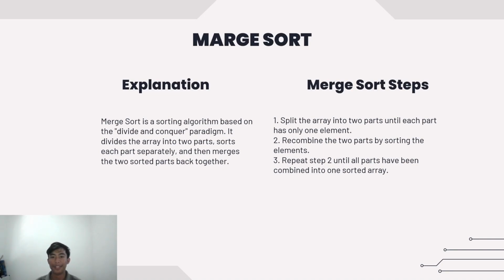Merge sort steps. First, split the array into two parts until each part has only one element. Second, recombine the two parts by sorting the elements. Third, repeat step 2 until all parts have been combined into one sorted array.